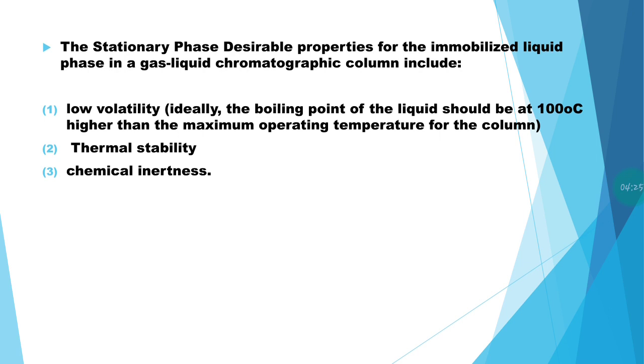Low volatility means that the stationary phase should be low volatile, so it will reduce the risk of a spill or leak of the gas sample. Thermal stability means the temperature will be maintained throughout the process, and chemical inertness means the chemical will be inert, so it will not react with any other compounds in the sample, and will give us the precise peak in the chromatogram.